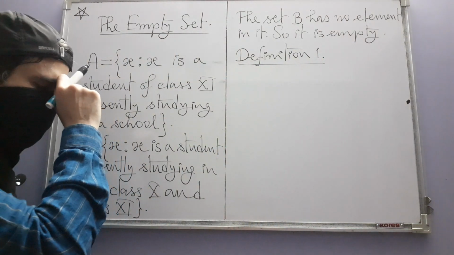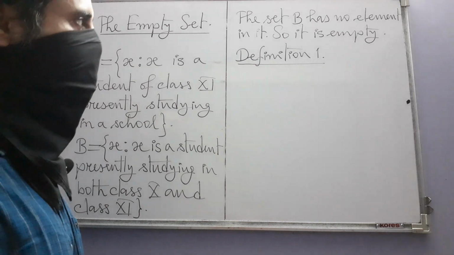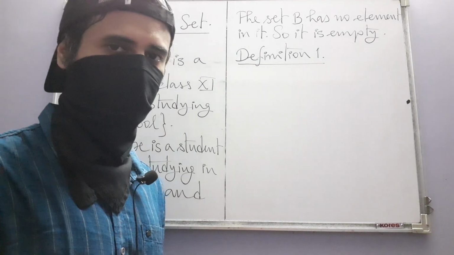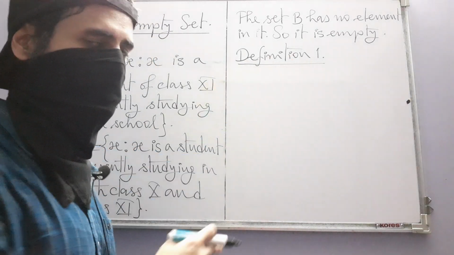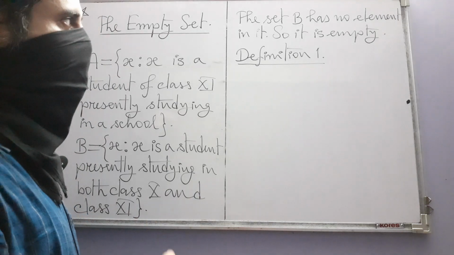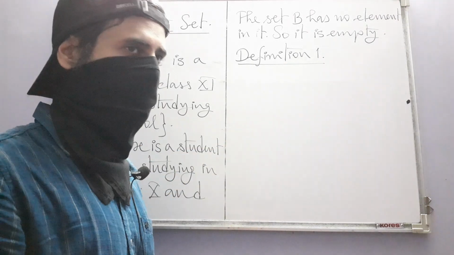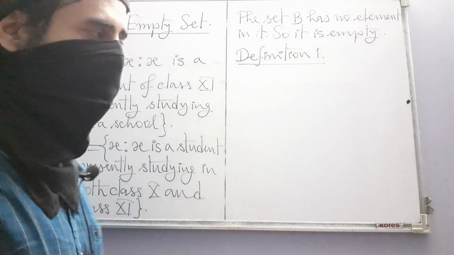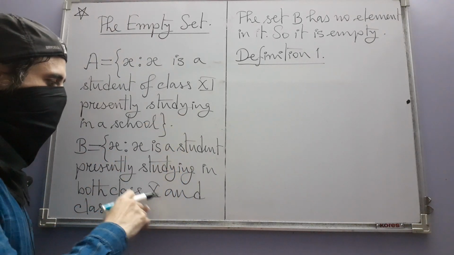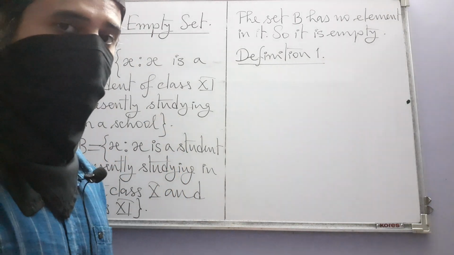Definition 1. In the book it's given as definition 1, but because we are not really very careful in maintaining these numbers and whatnot, if you want you can write definition 1 or you can just write definition. For us the concepts, the notions matter more than numbering them. Okay.